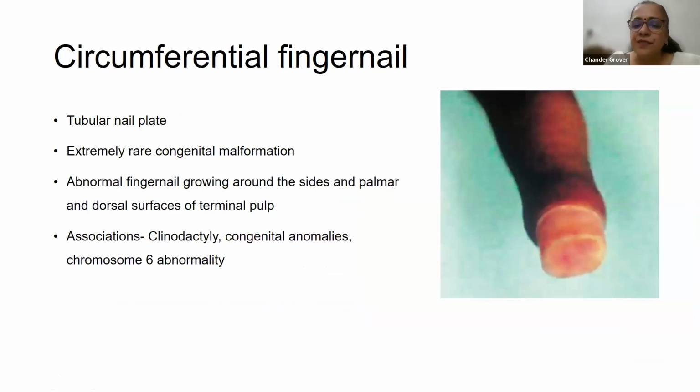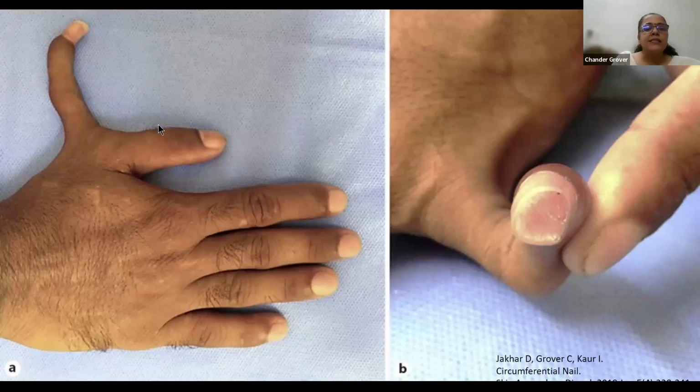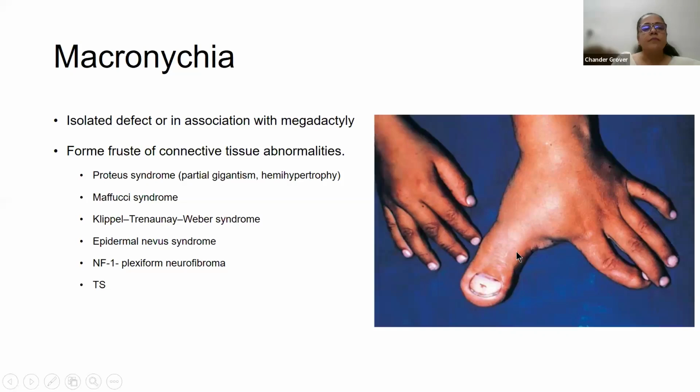Circumferential fingernail is very, very uncommon. It's a tubular nail plate, with nail present on all the sides of the terminal part of the digit. It's again syndromic. Associations include clinodactyly, congenital anomalies, and chromosomal abnormality. So this 6th digit, accessory digit, had this tubular or circumferential nail.